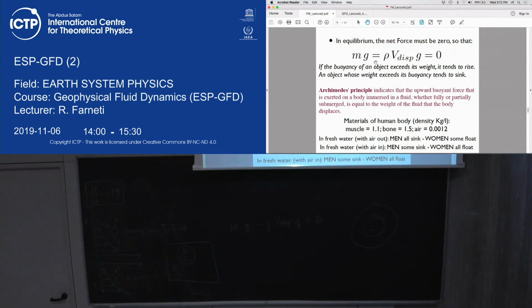So if the buoyancy of an object exceeds its weight, it tends to rise. If an object's weight exceeds its buoyancy, it tends to sink.